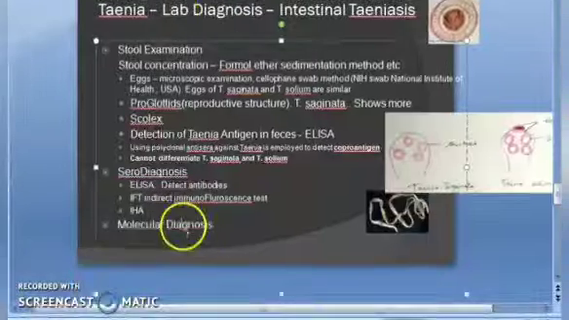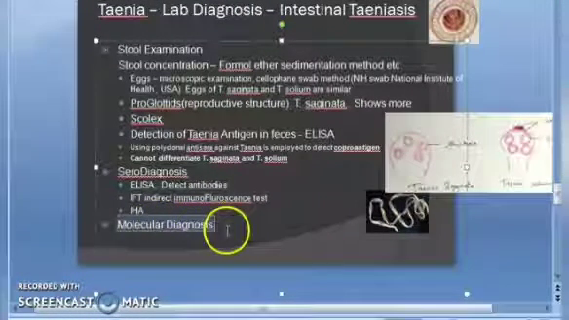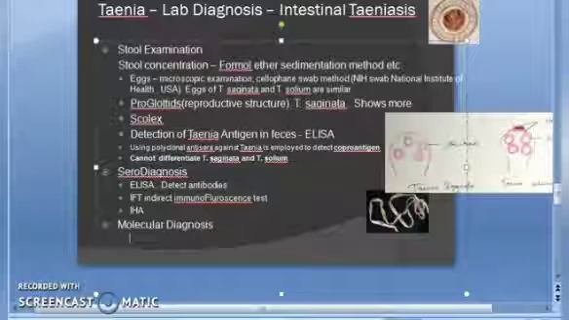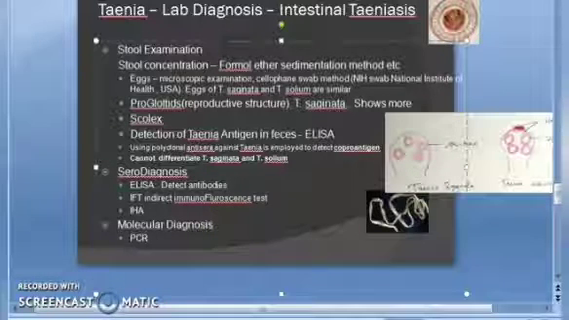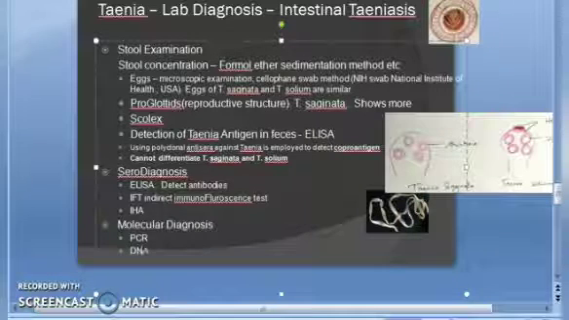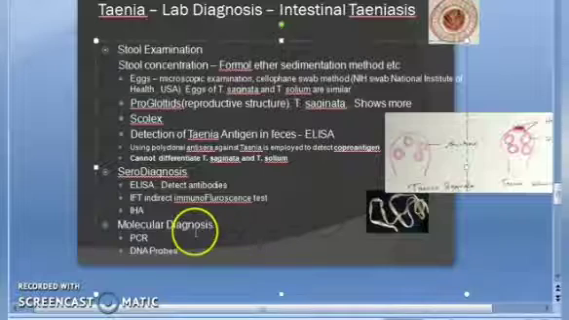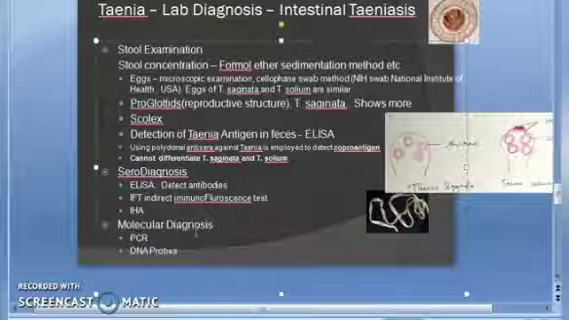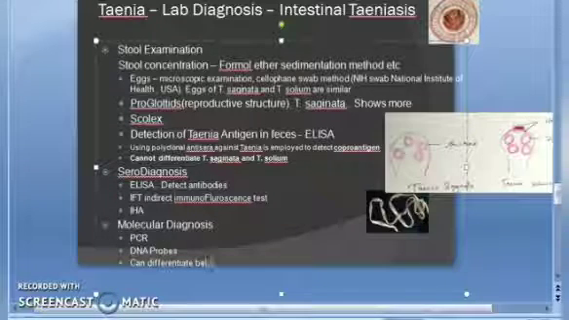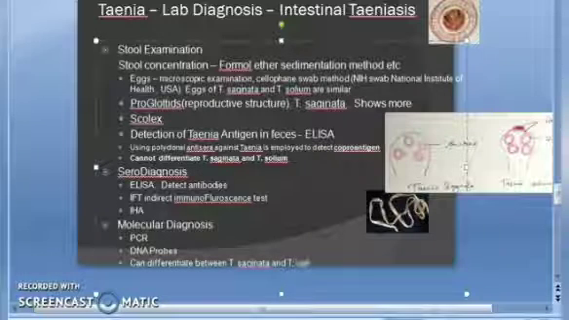Now we are moving on to molecular diagnosis. Definitely what you will write here, so easy, right? You will use PCR, polymerase chain reaction, to detect and differentiate between the eggs and proglottids of Taenia saginata and Taenia solium. You can also distinguish the subspecies, it seems. I don't even know the names. So you can use PCR, DNA probes, etc. to detect, and you can also differentiate between Taenia saginata and Taenia solium.